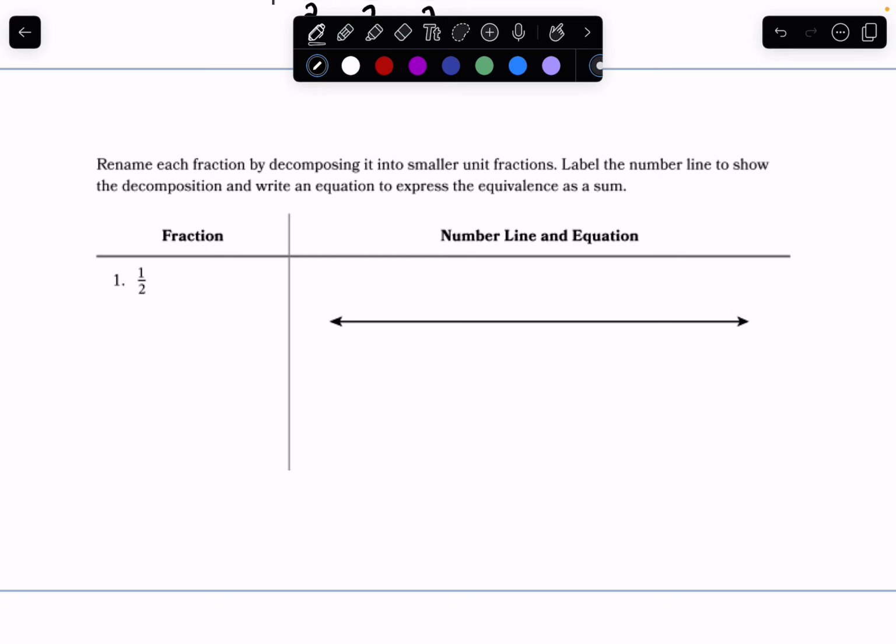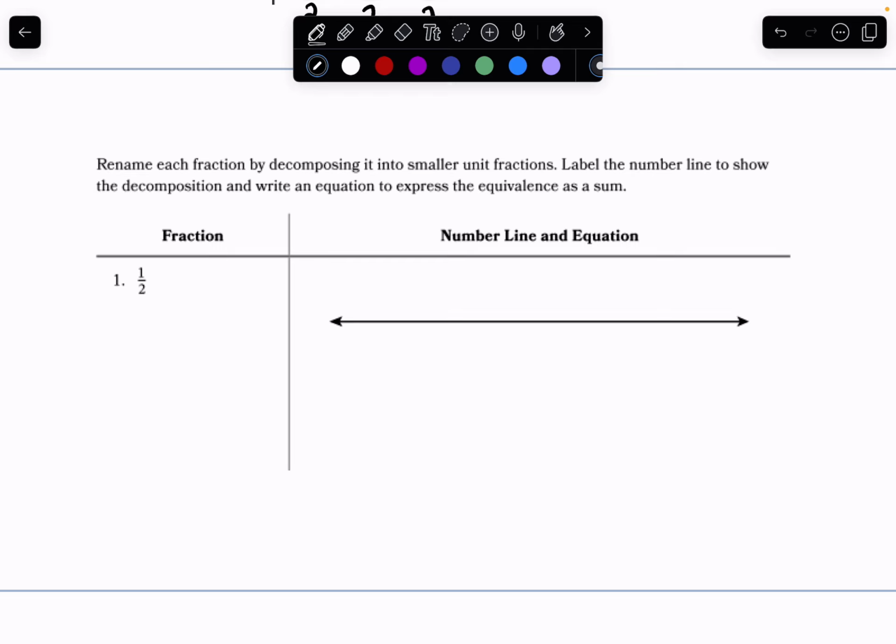I read that and I think, oh my goodness, I hope all of these kids have been listening when we've talked about all of these vocabulary words. So we have rename, which is to say a different name for a fraction. We have decompose, which is to break down into smaller pieces. We have unit fractions, which is one piece. Unit fractions are one piece. We say that a lot. And we are going to write an equation to express 1/2 in a different way is kind of what it really is. We're going to write 1/2 in a different way.